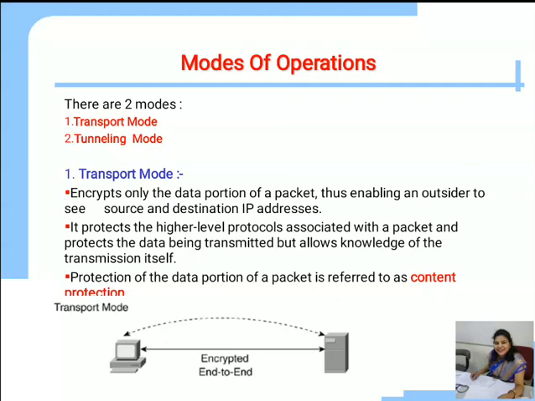In transport mode, it protects the higher level protocol associated with the packet and protects the data being transmitted, but allows knowledge of the transmission itself. Why does it allow knowledge of the transmission itself? Because the IP header, which contains the source and destination IP address, is visible. The protection of the data portion of the packet is also called content protection, because it only secures the data. This is the transport mode diagram. It gives you end-to-end encryption.